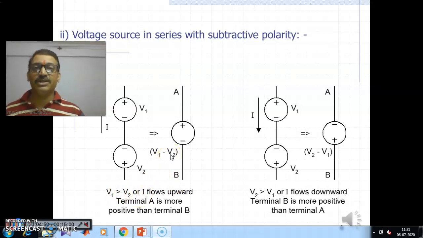Another way of defining this is, if V1 is greater than V2, you can say V1 minus V2, as V1 potential is greater than V2 potential. We know the definition of potential difference: the difference between high potential and low potential. So when V1 is greater than V2, V1 is higher than V2, and therefore you get V1 minus V2. When V2 is greater than V1, you get V2 minus V1. So this is again from basic fundamentals. Now let us take the next diagram.